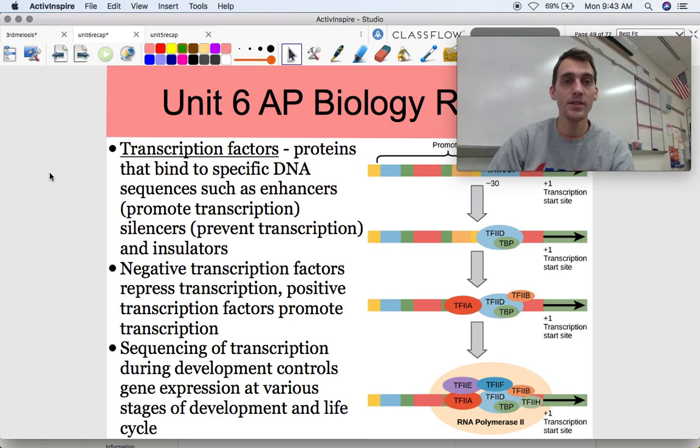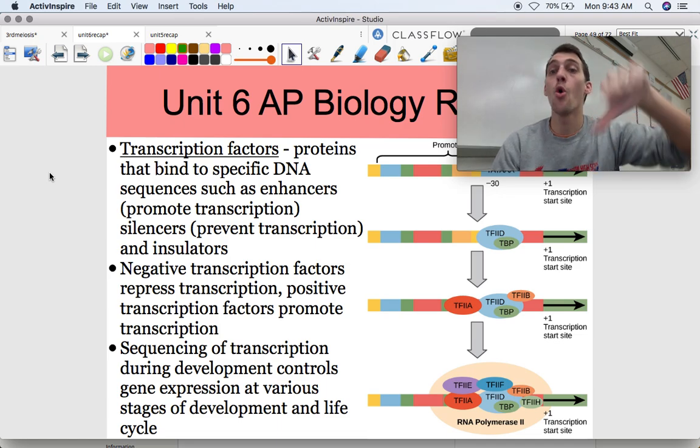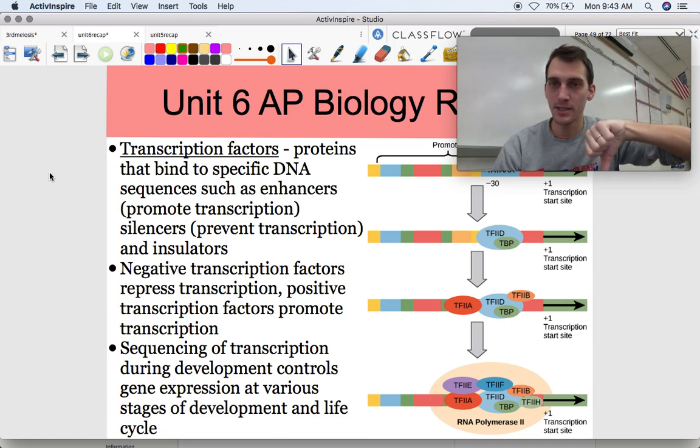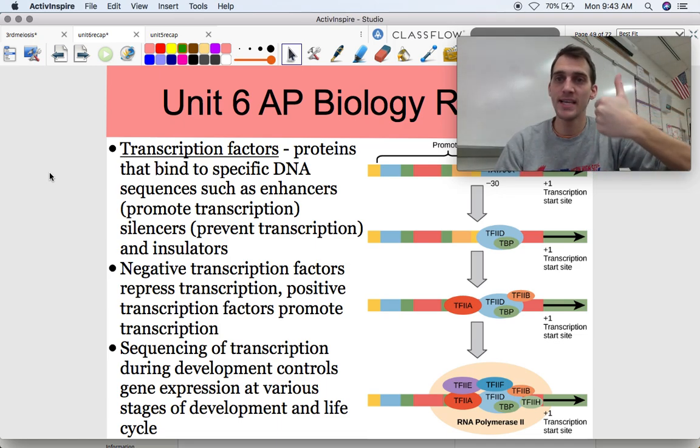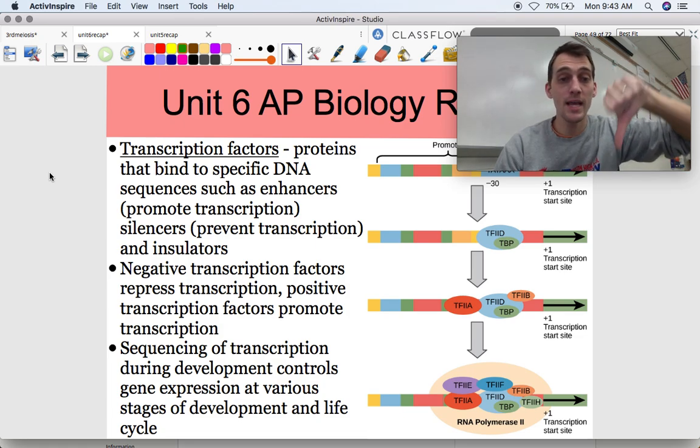Transcription factors, I mentioned these before. Proteins that bind to specific DNA sequences such as enhancers, which promote transcription, silencers, which prevent transcription, and insulators, which I believe also prevent transcription, but you might have to check me on that. But anyway, what you have to know is that a cell can use different transcription factors to say, yes, express this gene, or no, do not express this gene. Okay, positive transcription factors say yes, negative transcription factors say no.